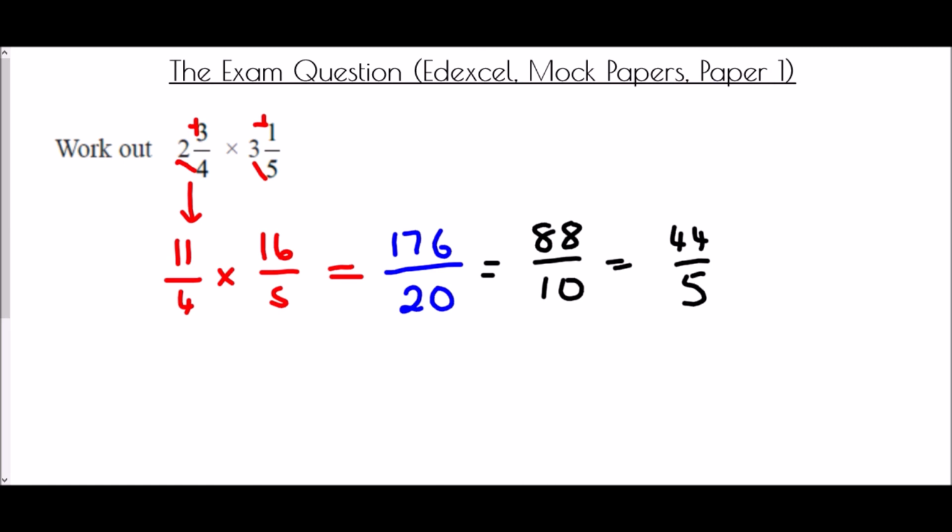But what we want to think about is the question began with a set of mixed numbers. And so we should really give our answer as a mixed number as well. So how many times does 5 go into 44? Well, 5 goes into 44 8 times with 4 left over. So we have 8 4/5.